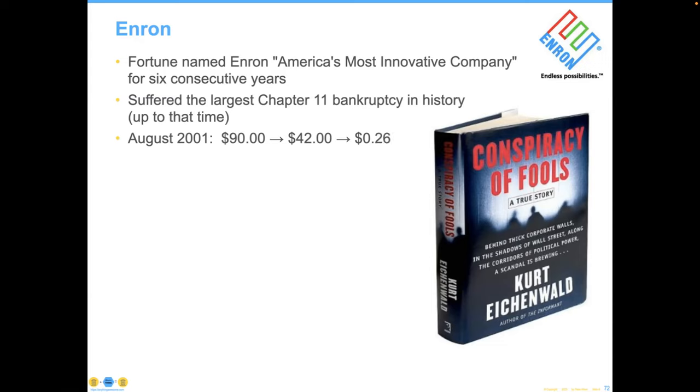In August, the stock was down to 26 cents a share from a high of $90. And from having been listed as the most innovative company for 6 years in a row, it turns out they were the trickiest criminals out there. As they were circling the drain and about to go under, they got married to a company called Dynegy, which brought several billion dollars in dowry to them.